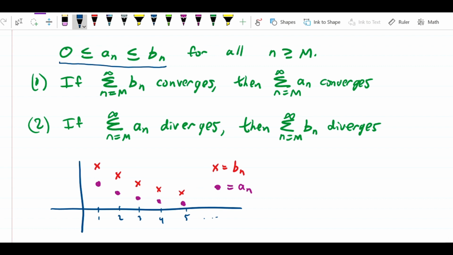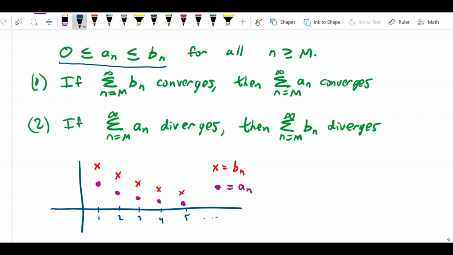So essentially what this is saying is that if the sum of b_n adds up to a finite number, in other words, if the sum of b_n converges, then it must be the case that a_n does too, because a_n is strictly smaller than b_n. So if I add up all the x's and they still come out to a finite number, then if I add up the purple dots, they should come out to a finite number as well.